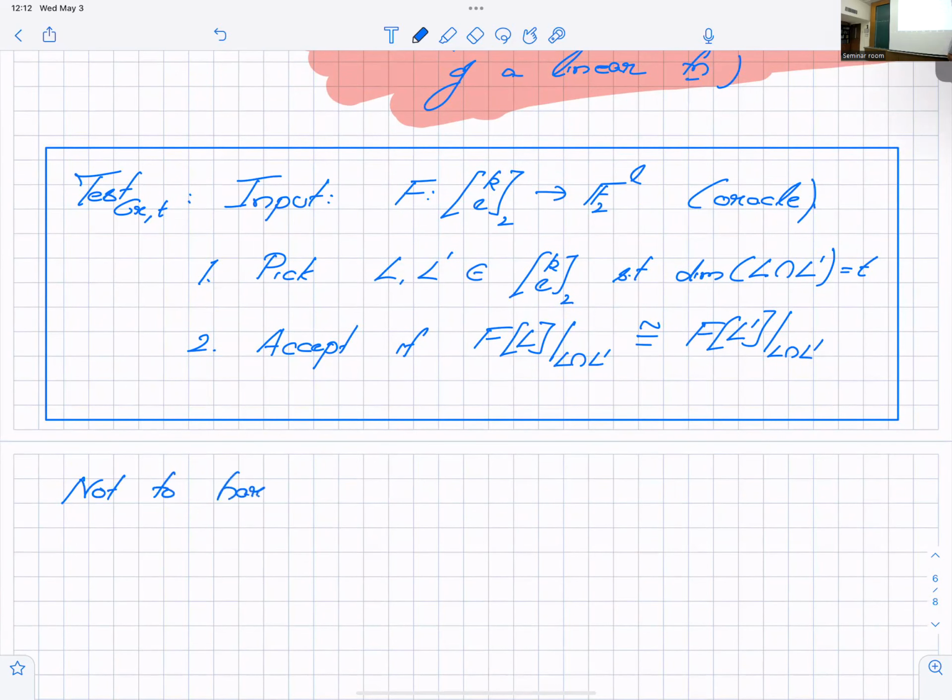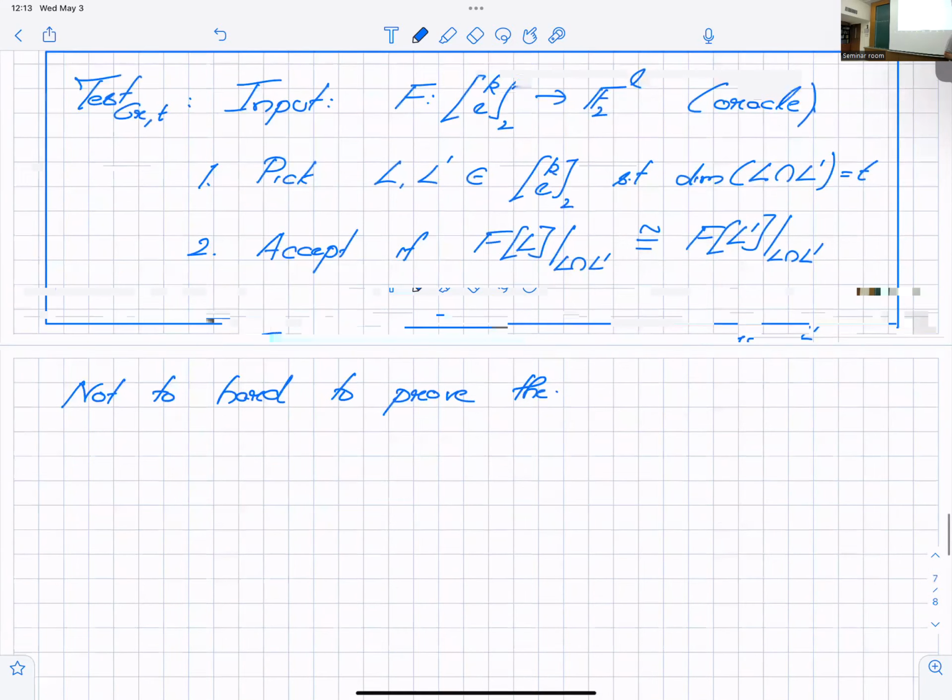I think it's the line-point, plane-line-point test. This is just Fourier analysis, similar to the BLR test. With a little more work than the BLR test, we can prove the following theorem.